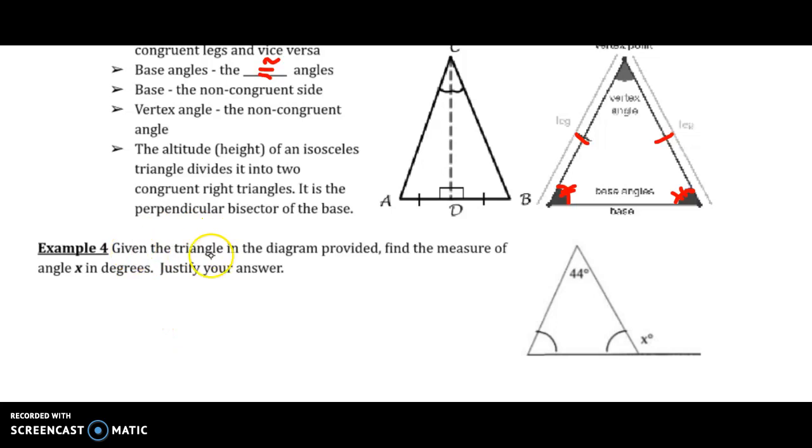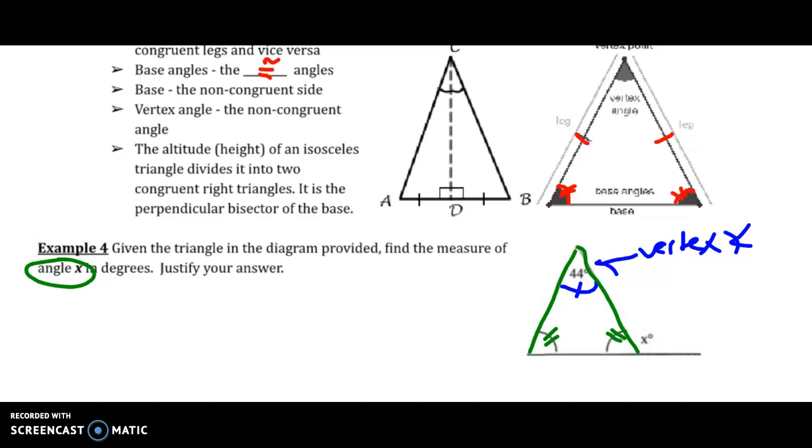So in this example 4, given the triangle diagram, find the measure of x in degrees, justify your answer. So notice they only gave us one angle in this triangle, which is 44 degrees. That is going to be our vertex angle. And the reason we know that that's called the vertex angle is they gave us these angles down here. This tells us that this is an isosceles triangle, which means that this side and this side will be congruent. But we're not talking about sides here, we're talking about angle measures.